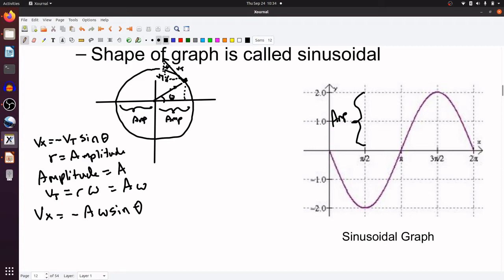So now we can use our angular frequency, the amplitude, and the sine of an angle to find the horizontal velocity at any given point as the ball moves back and forth.